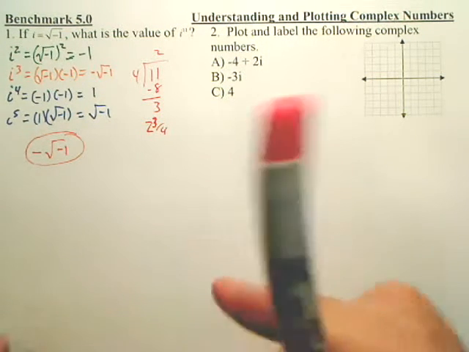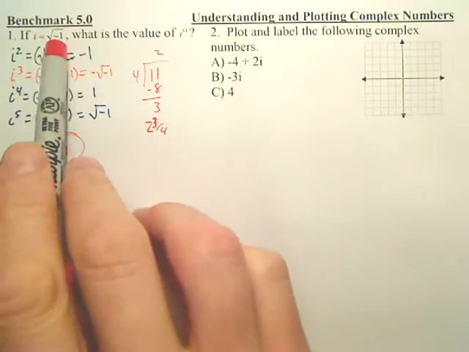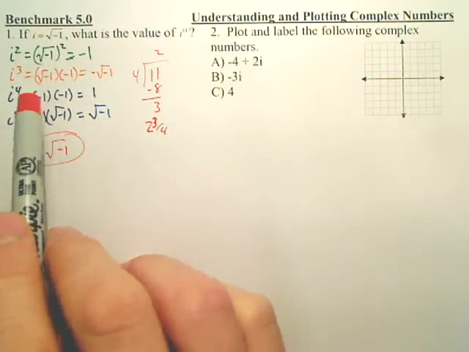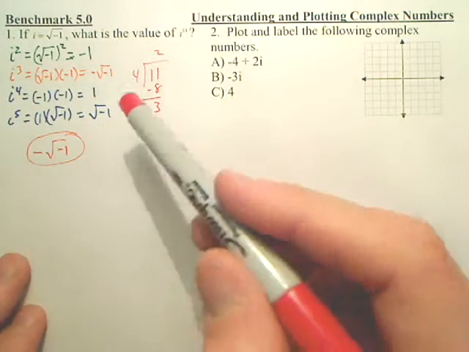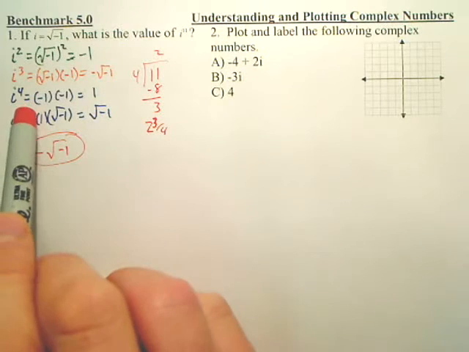Now, what you do again is you got to know this pattern of i squared, i to the third, i to the fourth, and go every fourth. So basically you take the power, divide by 4, and then your remainder tells you which of the 4 it is.